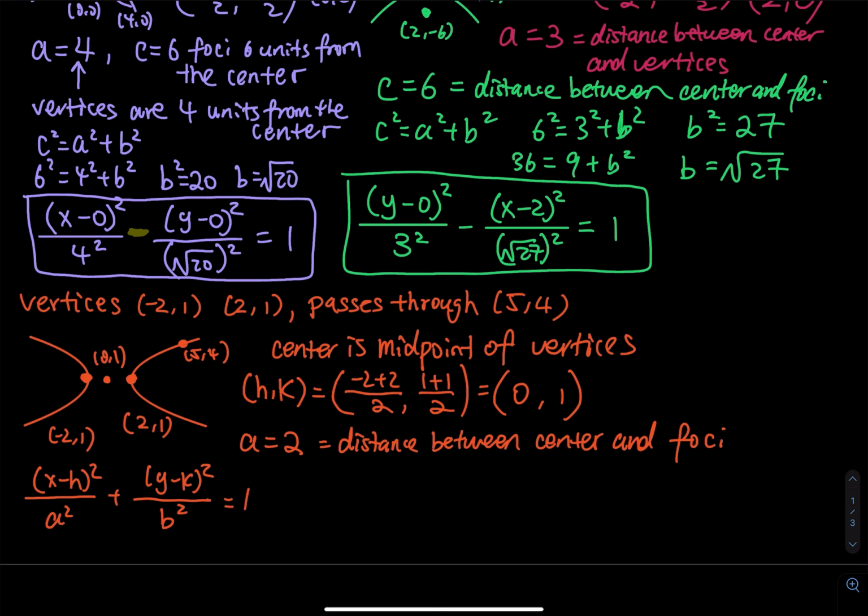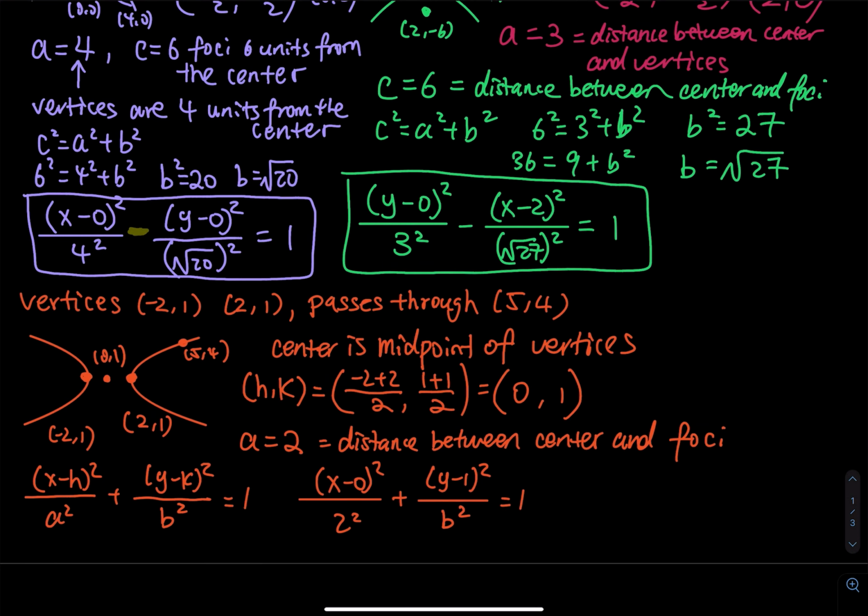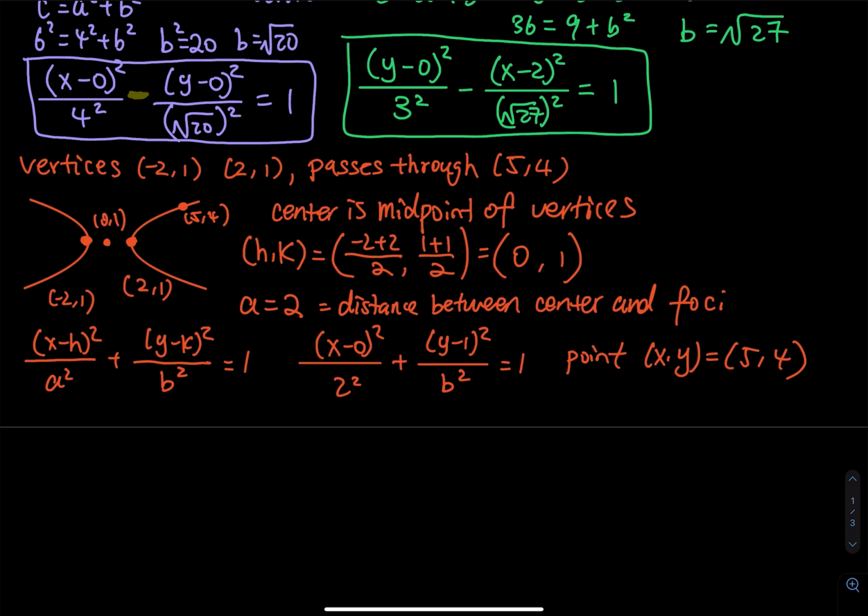So plug in h, k and a first. So plug in h, k and a, then we have x minus 0 square divided by 2 square minus y minus 1 square divided by b square. b square is just b square. That is equal to 1. And then what we have to do next is we have a point at x comma y that is equal to 5 comma 4, and then we plug in x and y to solve for b. So plug in x and y, then we have 5 minus 0.